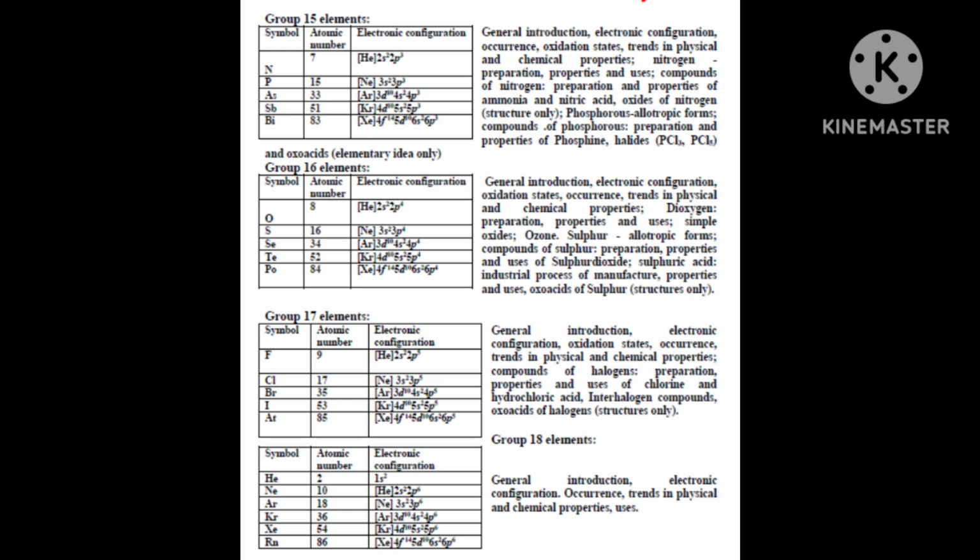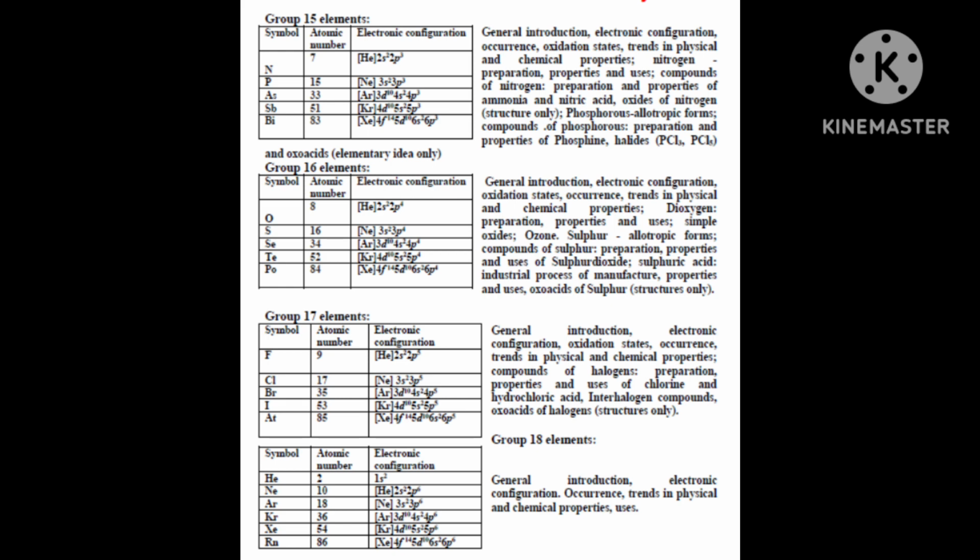Then this I have told you about the atomic and physical properties of group 13 elements. Now further I am going to tell these things. Chemical properties: oxidation state and trends in chemical properties or chemical reactivity.